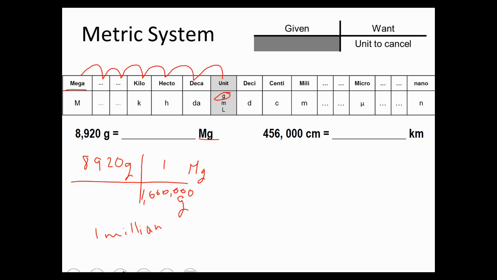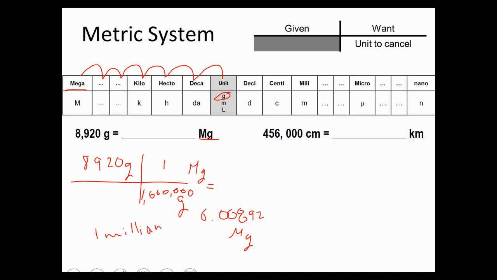So now that we have this set up, we're going to use a calculator, and we're going to take 8,920 multiplied by 1, but we know it's going to give us the same number, and then divide that by 1 million. 1, 2, 3, 4, 5, 6 zeros, perfect. And my answer comes out to be 0.0892 megagrams. So that would be our answer for this question.